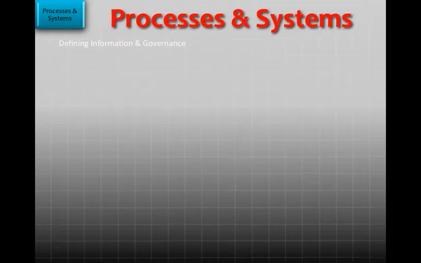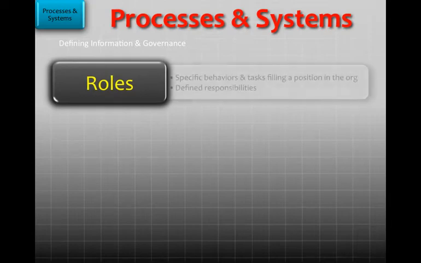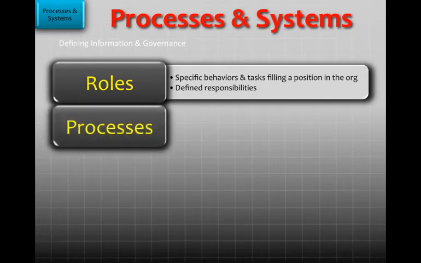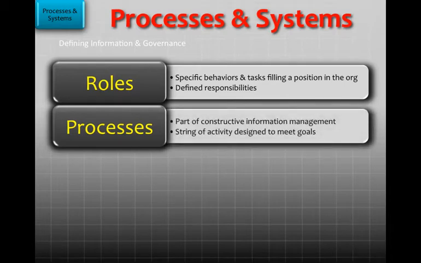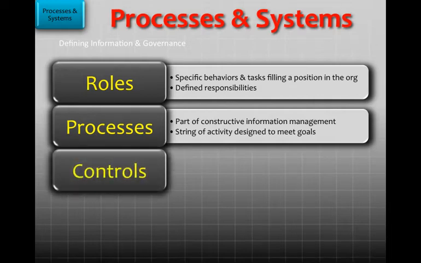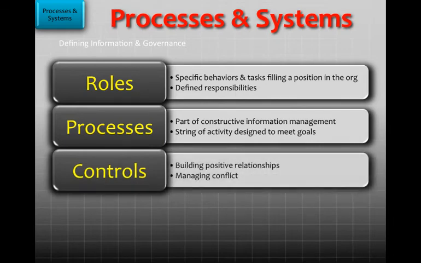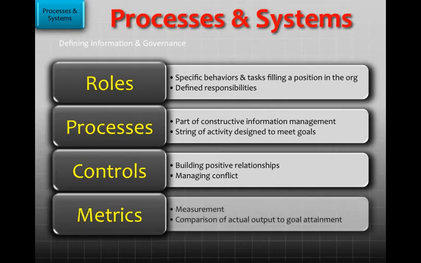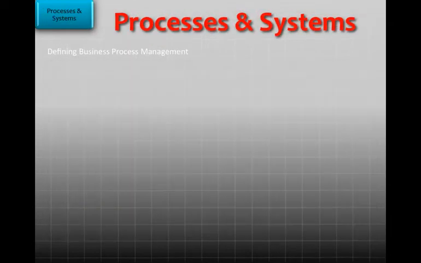Now, when we look at governance, understand that there are roles that we've alluded to. These roles define responsibility and they fill tasks for positions in the organization. There are also processes within the information and governance side of processes and systems. So there's a string of activities designed to meet the goals, and part of this is constructive information management. Controls are in place to make sure we have monitoring and that we're managing conflict in a way that helps us build positive relationships. And then in order to make sure that we are measuring what we're doing, the metrics are extremely important because they look at the comparison of actual output to goal attainment.